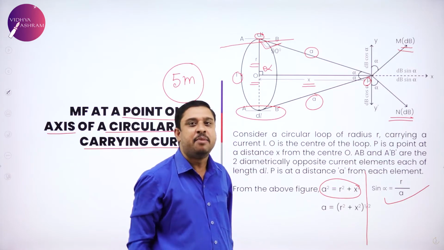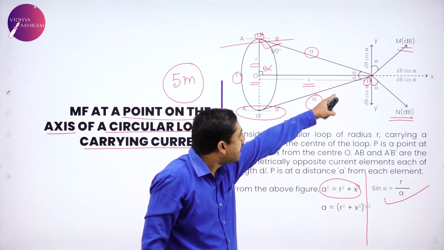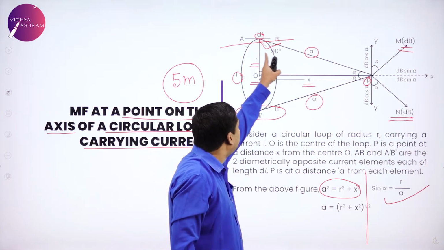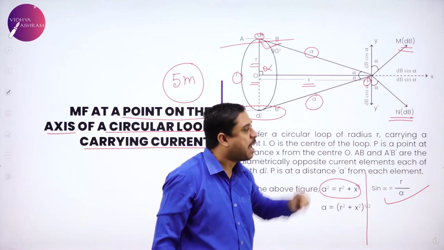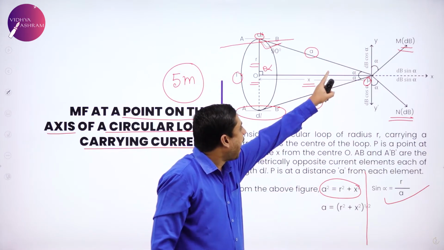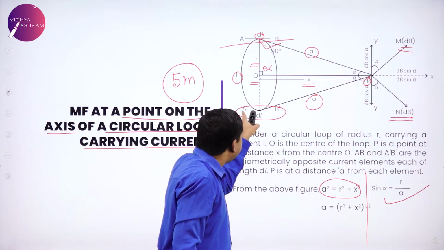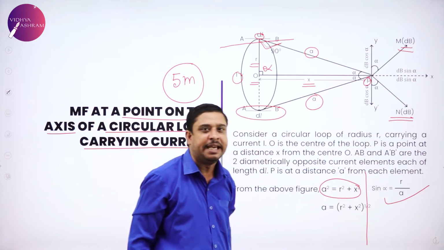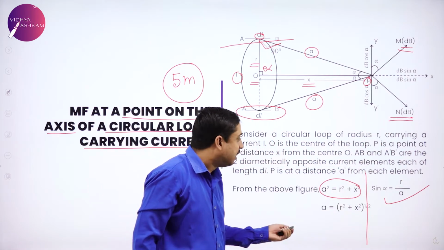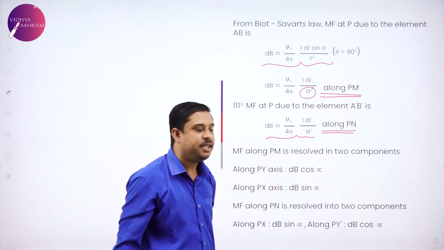So here you have to remember that the magnetic field at P due to the element AB acts along Pm. Magnetic field at P due to the element A dash B dash acts along Pn. Now, this is the core of the derivation. Very important.